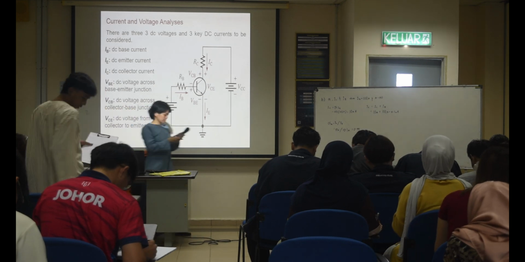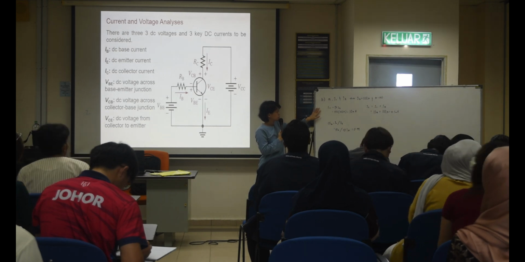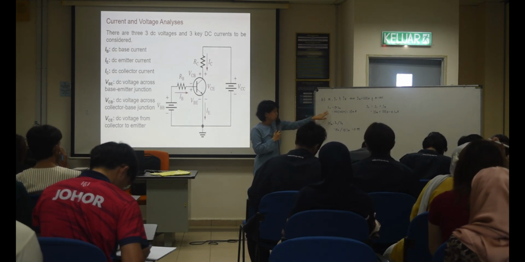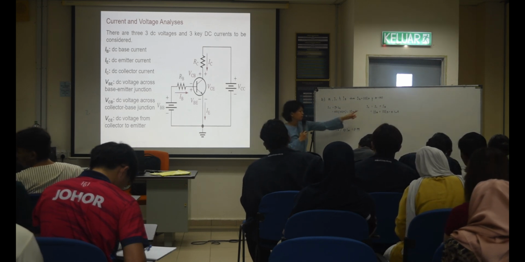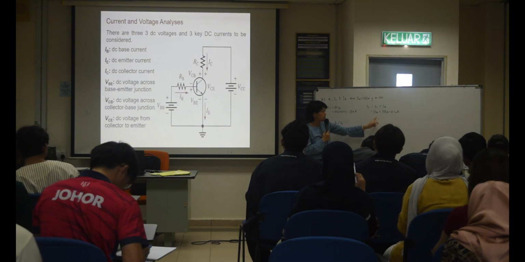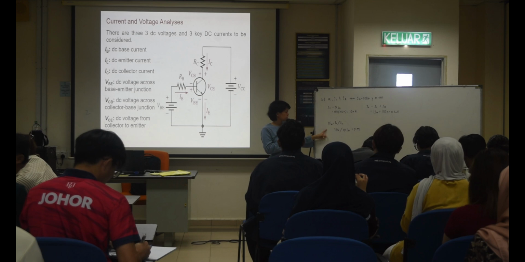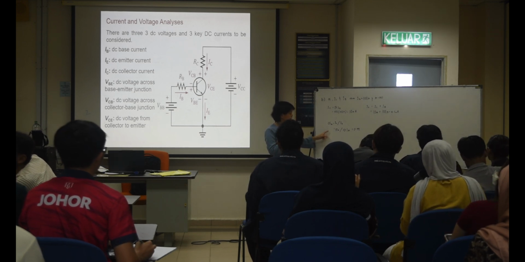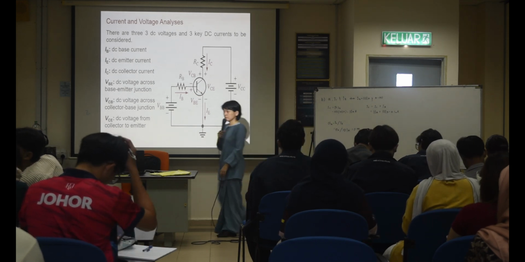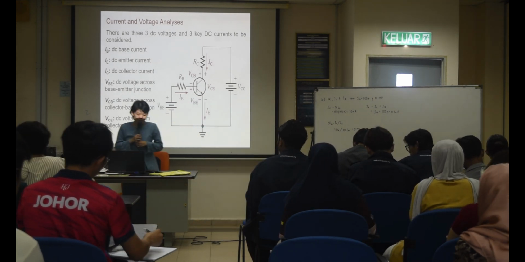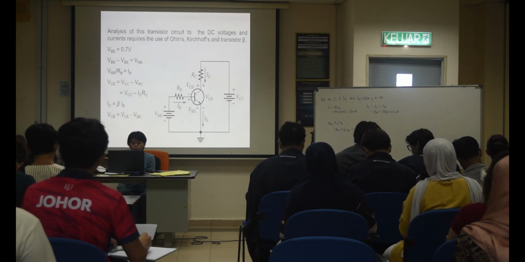Okay, everyone, does everyone get the same answer for question B? So IC, you get beta multiplied by IB, so you get 10 milliampere. IE is IC plus IB, so you get 10.1 milliampere. Alpha DC, you get 0.99. Okay? So question B is done.